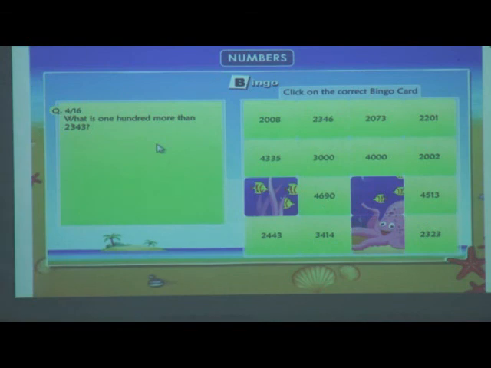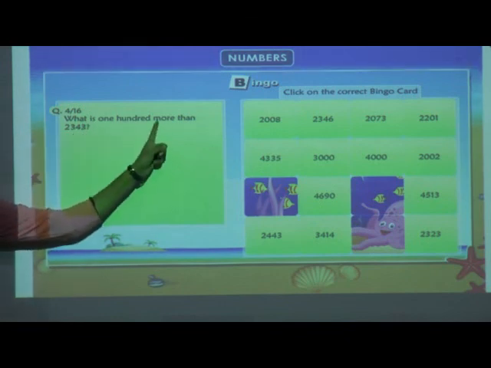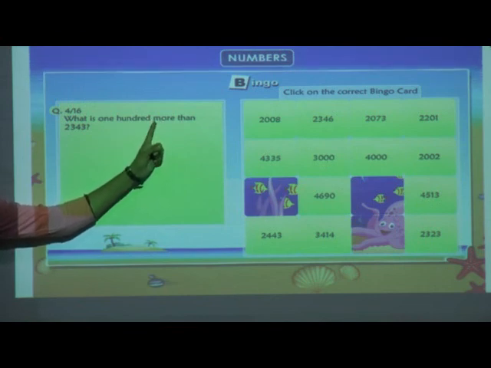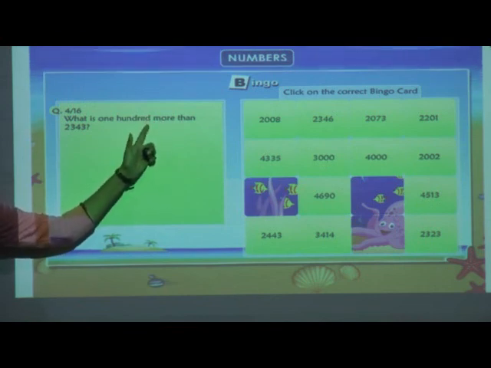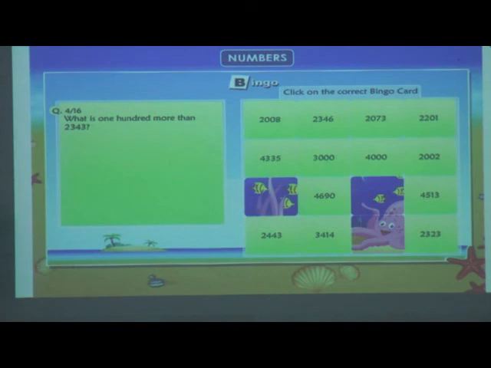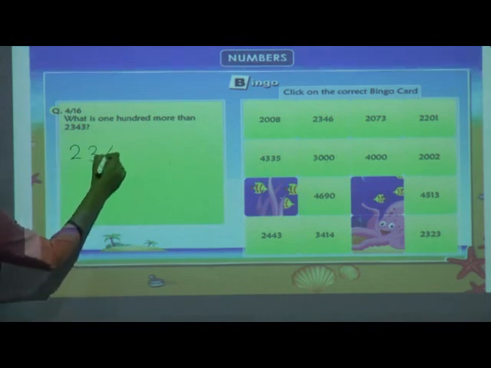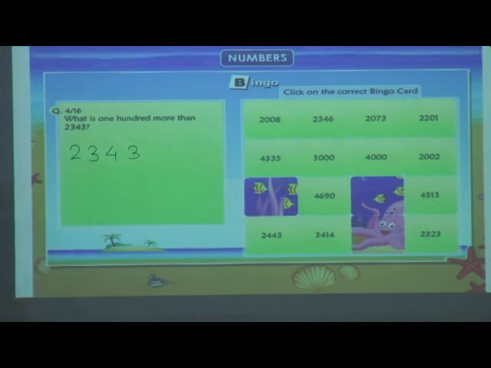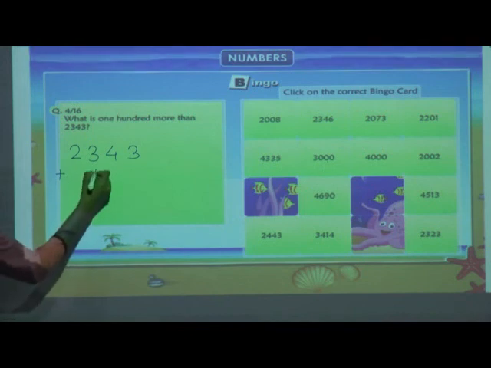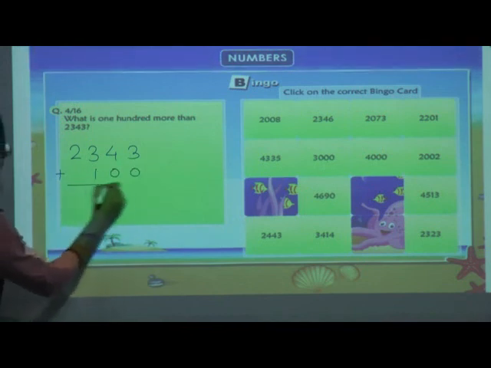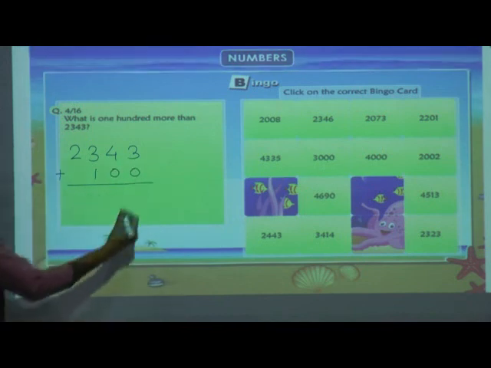See, the question is, what is 100 more than 2343? What is 100 more? The word more is there. So what do we have to do? Here we have to do the addition. How much do we have to add in this number? The number is 2343. 100 more than. So we have to add 100. We will do the addition here, then we will get our answer.